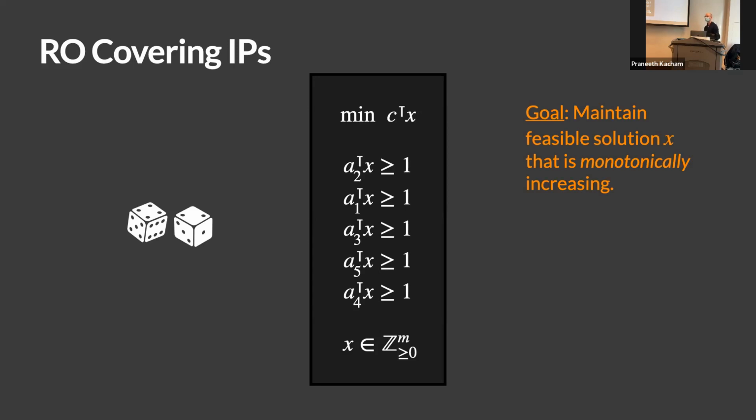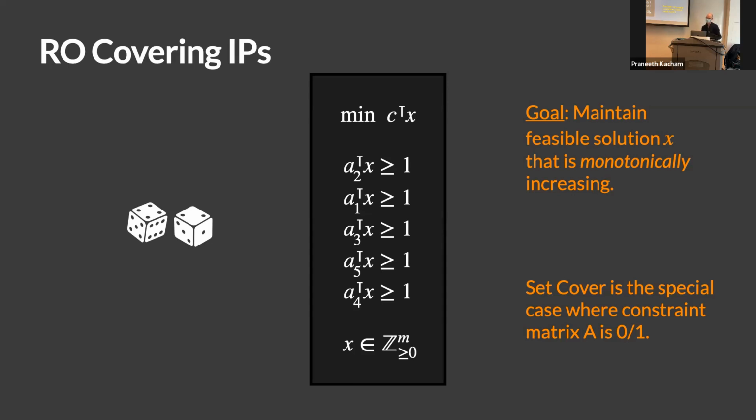Do the vectors a_i have to be non-negative? Yes, sorry. For covering IPs, the costs and the vectors are all non-negative. Right, and so set cover is nothing but the special case where this constraint matrix is 0-1. I think of set cover as a nice sandbox for understanding these more general IPs. This is weighted set cover, right? Yes, weighted set cover.